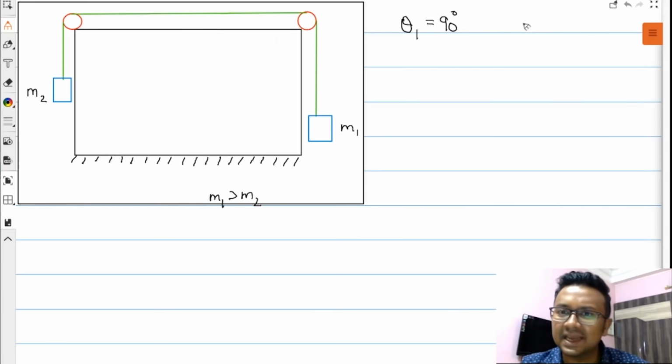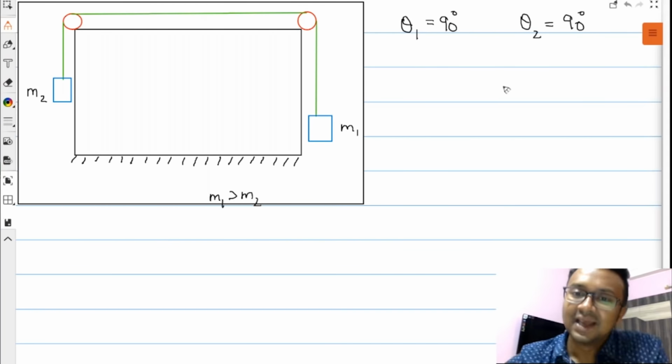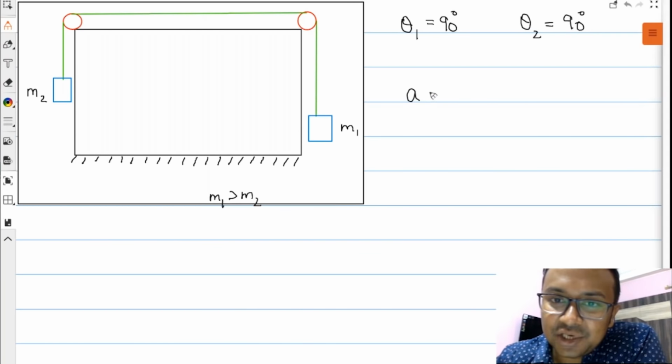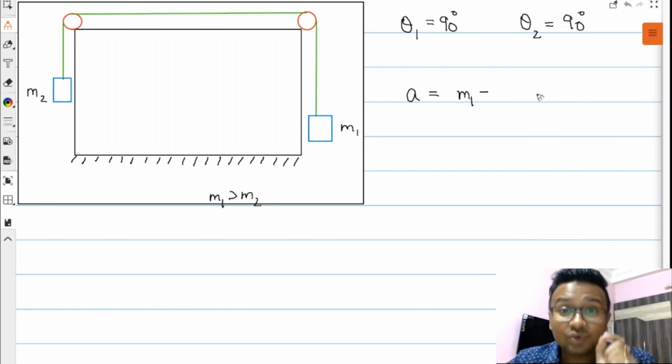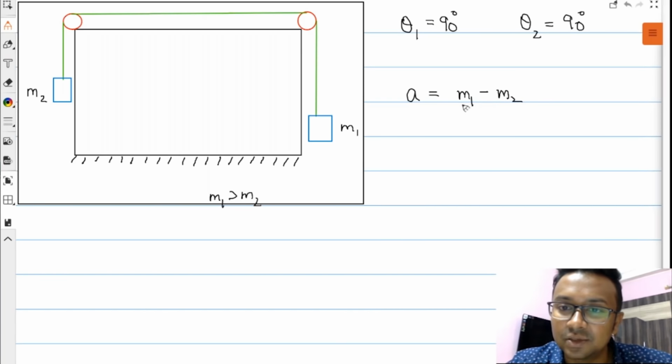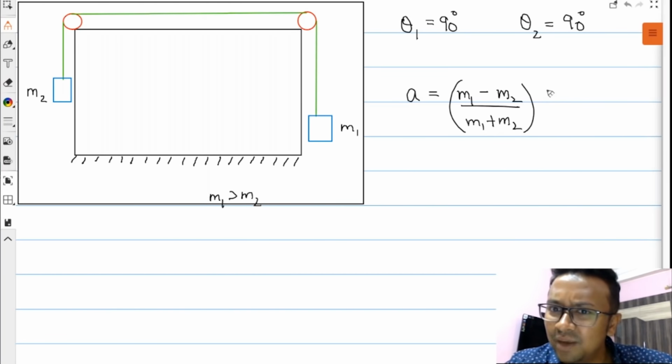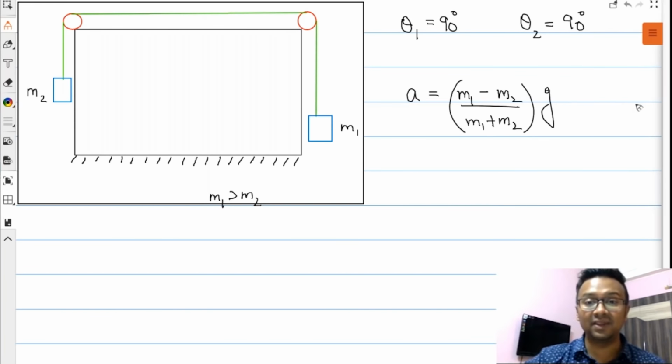So theta1 is 90, and what about theta2? Theta2 is also 90 degrees. My dear students, then what is going to be the acceleration? The acceleration is going to be m1 sine theta 1, sine theta 1 is sine 90, that's 1, minus m2 sine theta 2. M2 sine theta 2 is simply m2, my dear students, divided by m1 plus m2. That is equal to what we have for a very, very simple pulley.